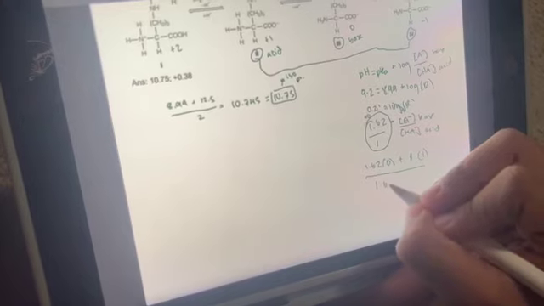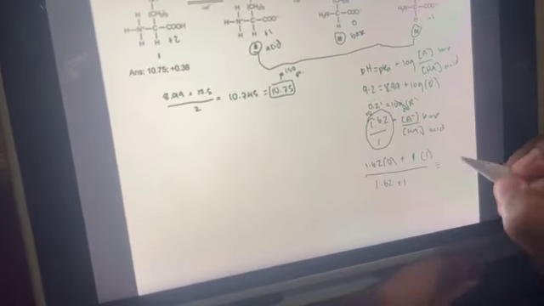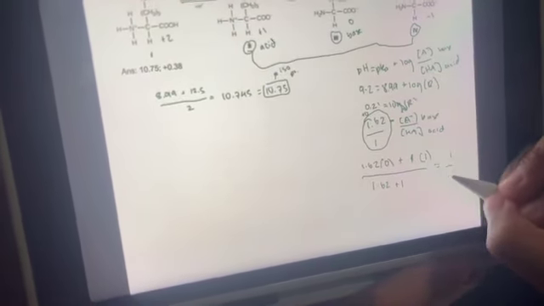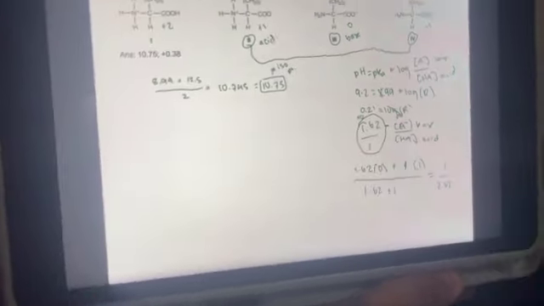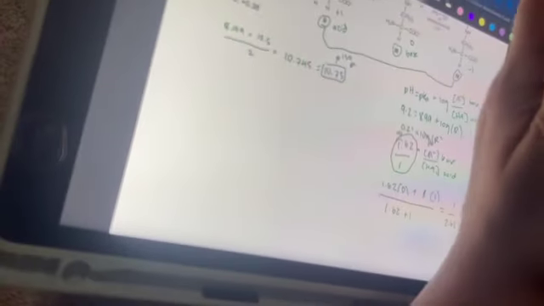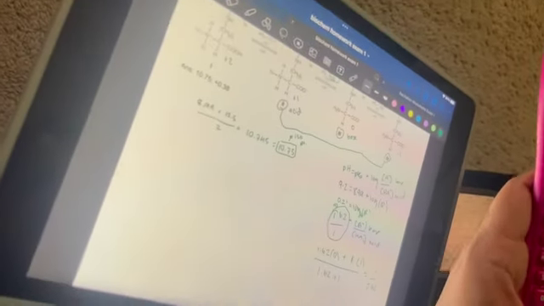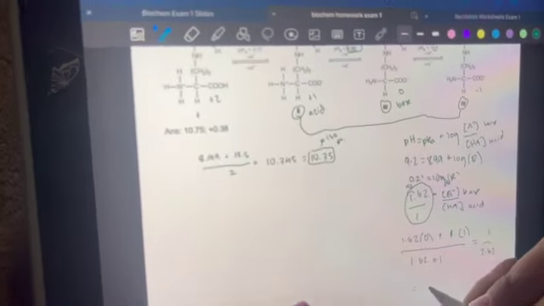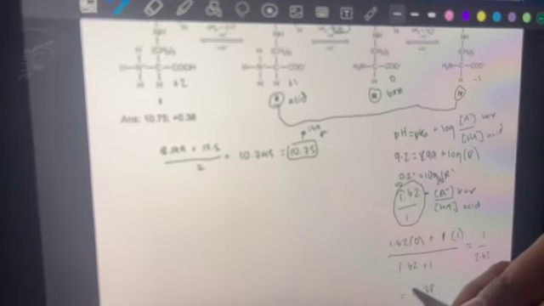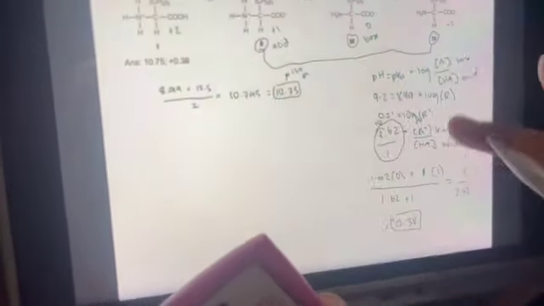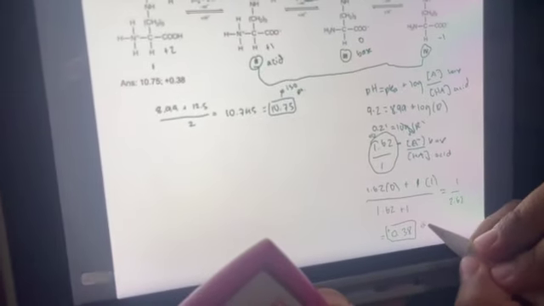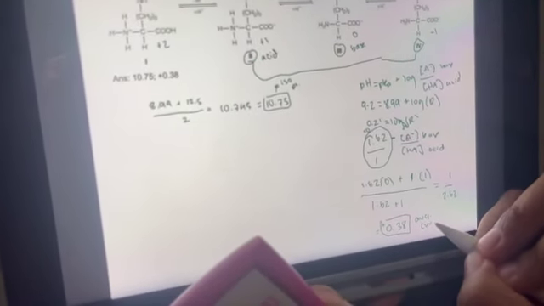Over the bottom, since we're doing a weighted average, we want to add the total compound. So it's 1.62 plus 1. This is going to give us 1 over 2.62. And then when I plug this 1 divided by 2.62 into my calculator, that gives me 0.38, which is going to be our average charge.